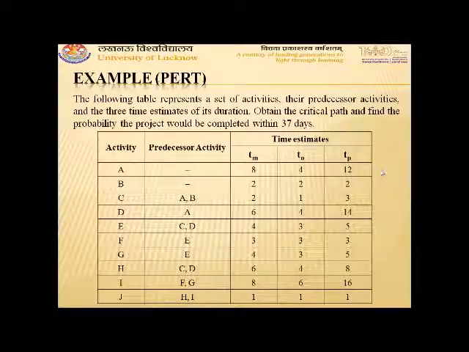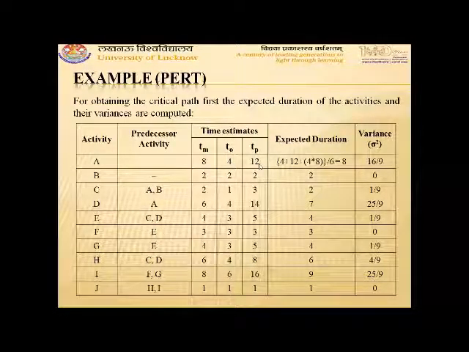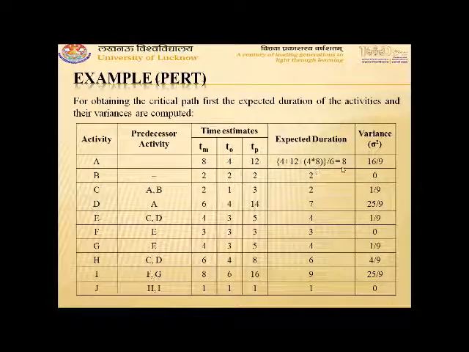For the application of PERT, first we compute the expected duration of the activity. The expected duration of an activity is (4 times the most likely time plus the optimistic time plus the pessimistic time) divided by 6. So it comes out to be 4 into 8, that is 32, plus 4 is 36, plus 12 is 48. 48 upon 6 comes out to be 8. So the expected duration for activity A is 8 units.